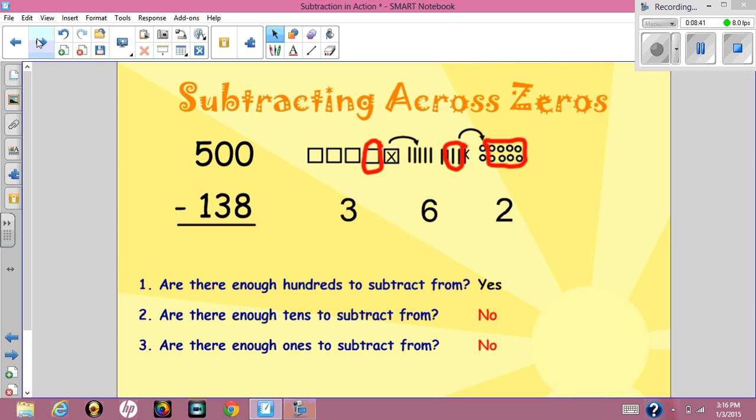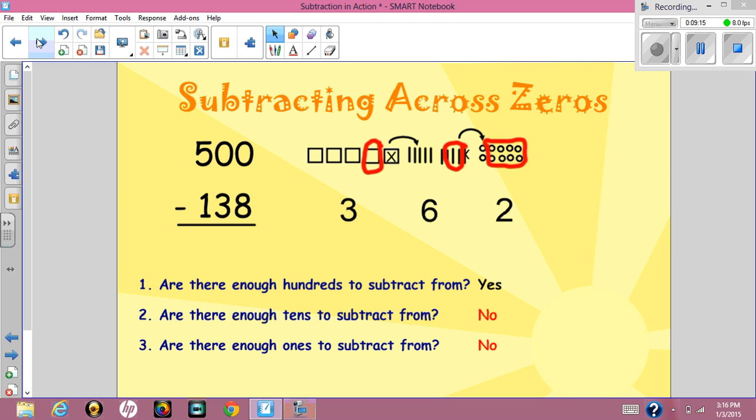So our 3 questions, are there enough hundreds to subtract from? Well, yes, we have 5 hundreds, and our equation is 500 subtract 138, and of course we have enough hundreds. But then we look at the second question, are there enough tens to subtract from? Well, there are not. We cannot subtract 3 from 0. Are there enough ones to subtract from? Well, we can't subtract 8 from 0 either.